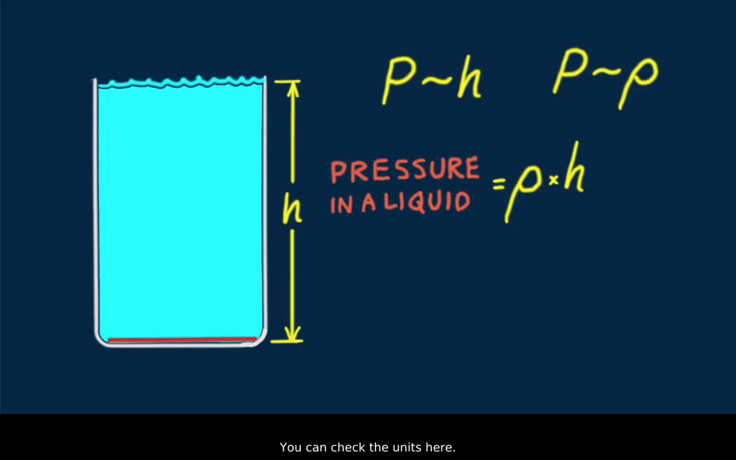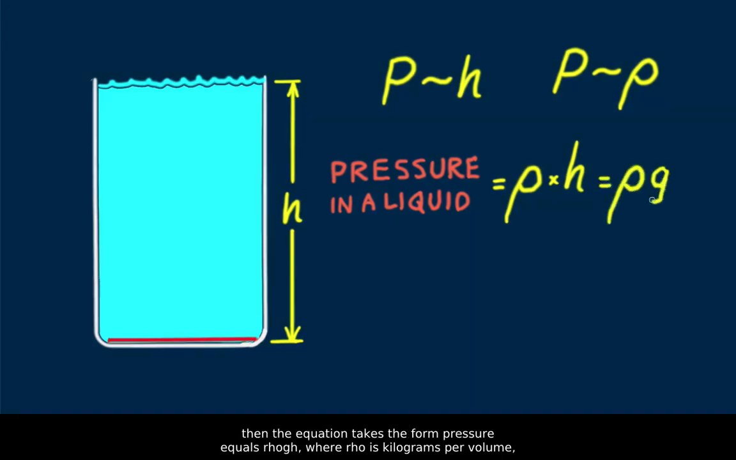You can check the units here. If rho is in newtons per cubic meter and h is in meters, the product, rho h, will be in newtons per square meter, which is pressure. If we express density as mass per volume instead of weight per volume, then the equation takes the form pressure equals rho gh, where rho is kilograms per volume, which when multiplied by g, the acceleration due to gravity, gives weight density, newtons per volume. In this lesson, our liquid will be common water for simplicity.